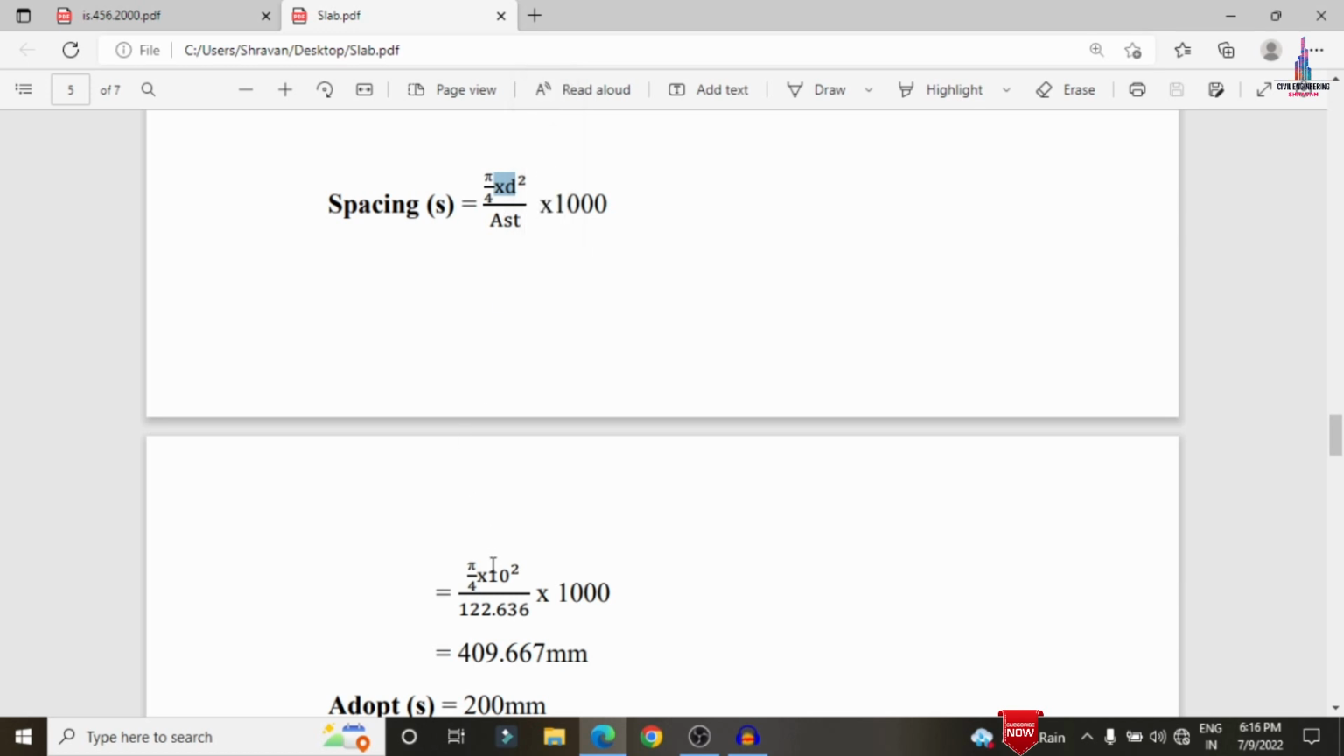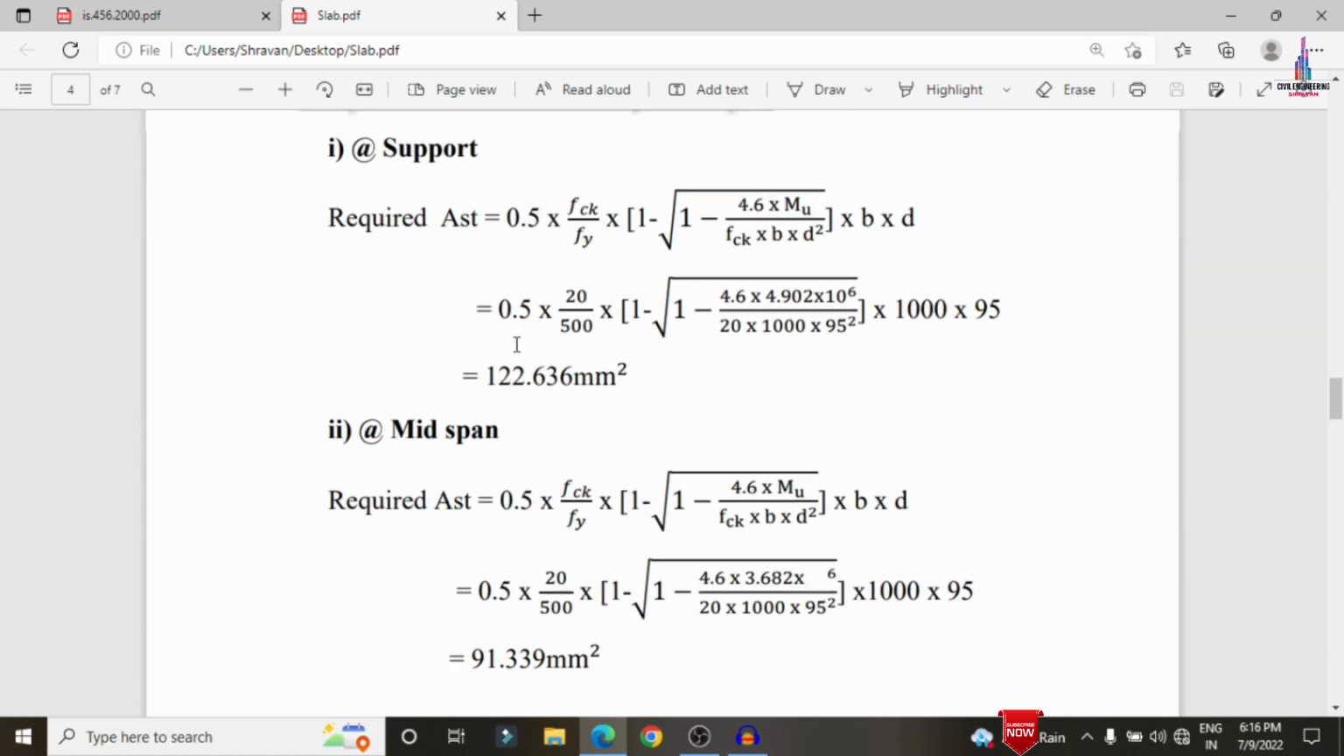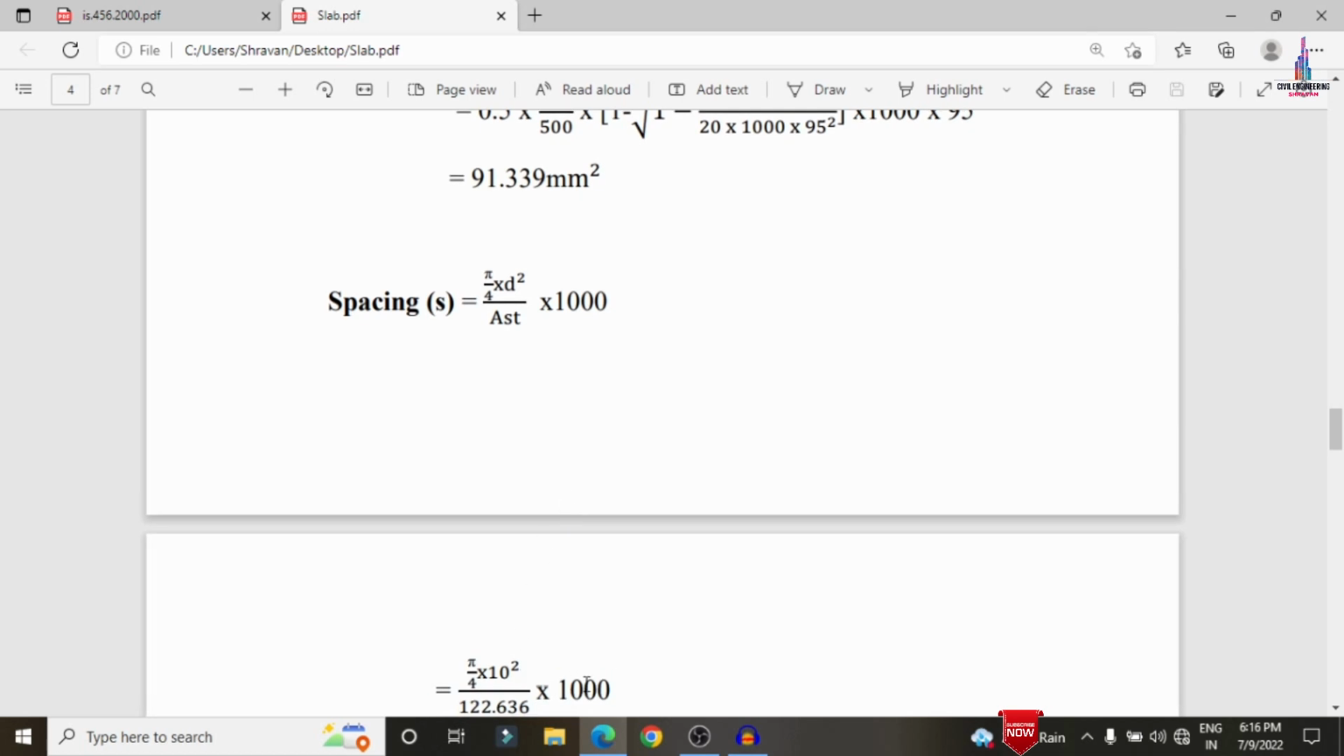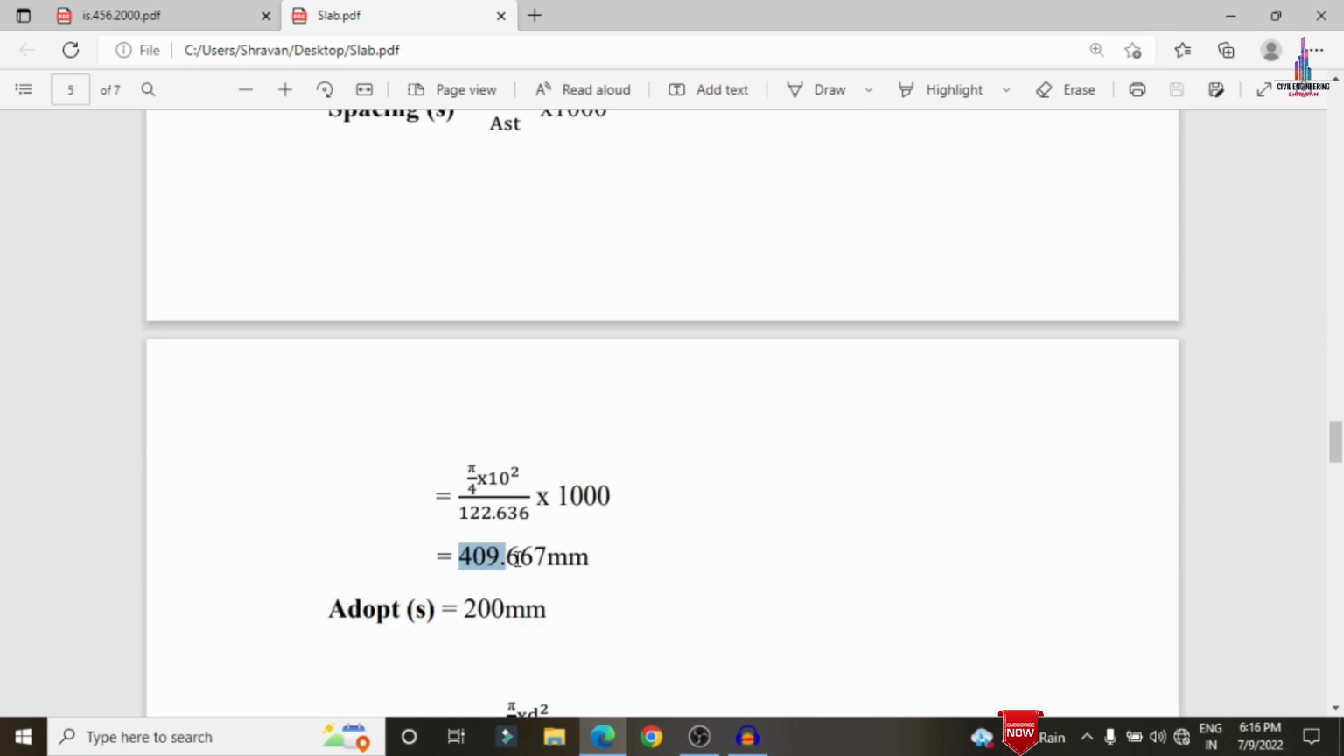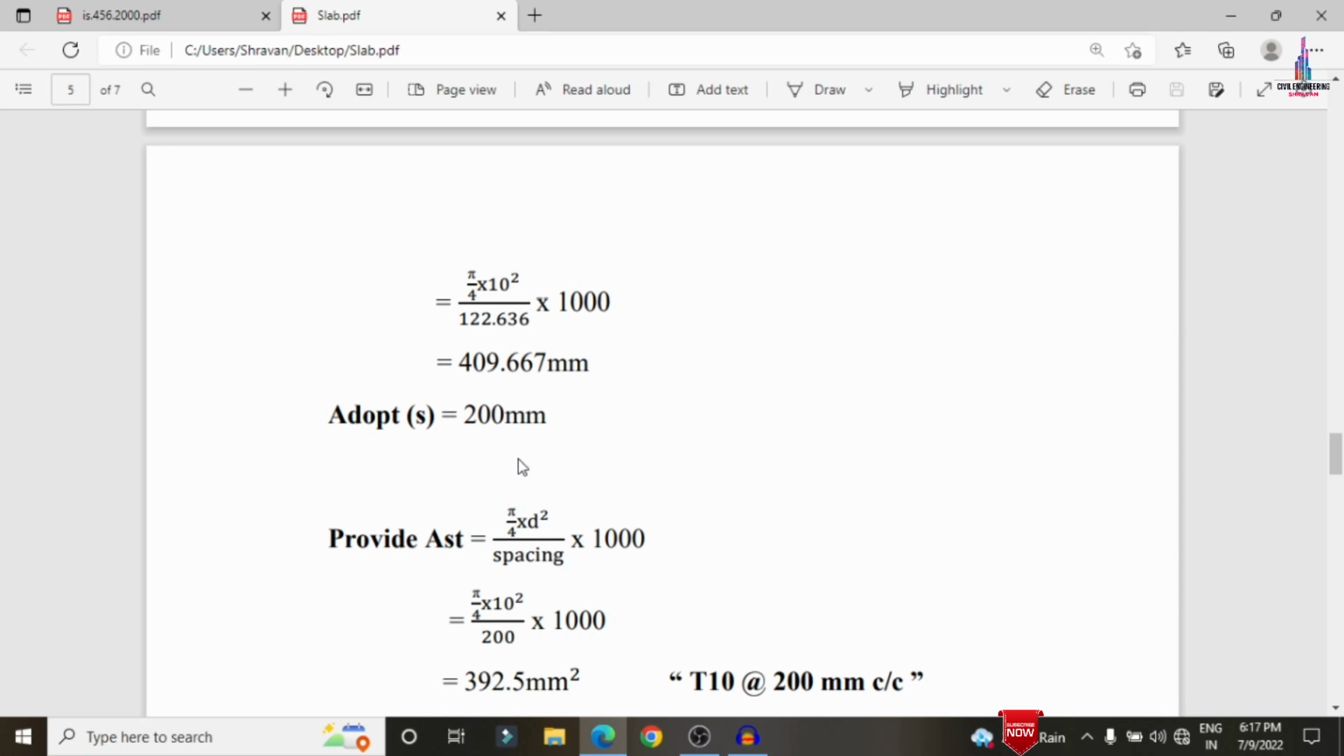If you substitute this 10 mm diameter, we get pi by 4 into 10 square divided by 122.636, multiplied by 1000, so the spacing will be approximately equal to 409.667 mm. So adopt a 200 mm spacing for this particular option.